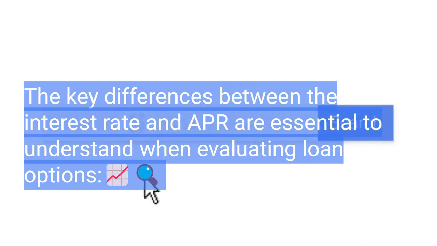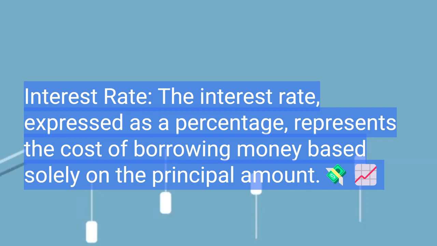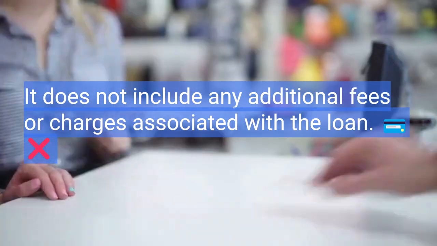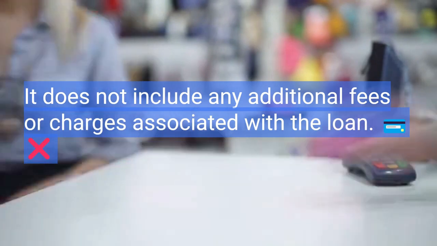The key differences between the interest rate and APR are essential to understand when evaluating loan options. Interest rate: the interest rate, expressed as a percentage, represents the cost of borrowing money based solely on the principal amount. It does not include any additional fees or charges associated with the loan.